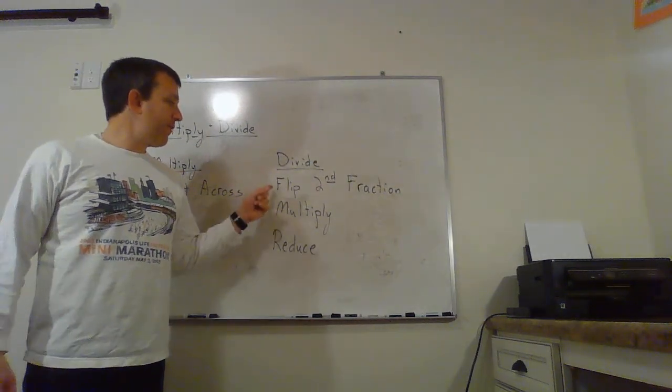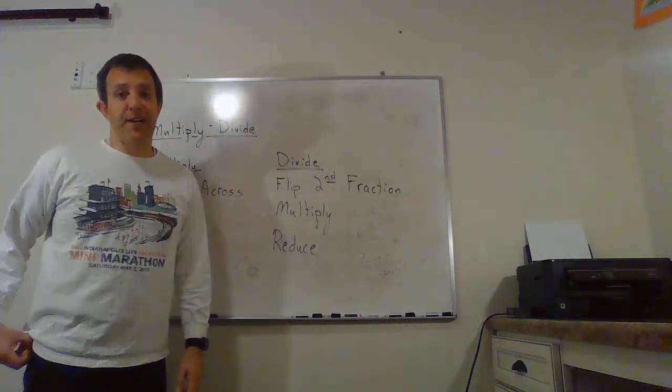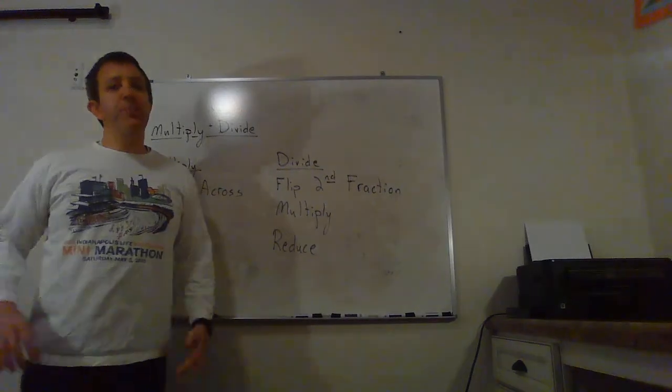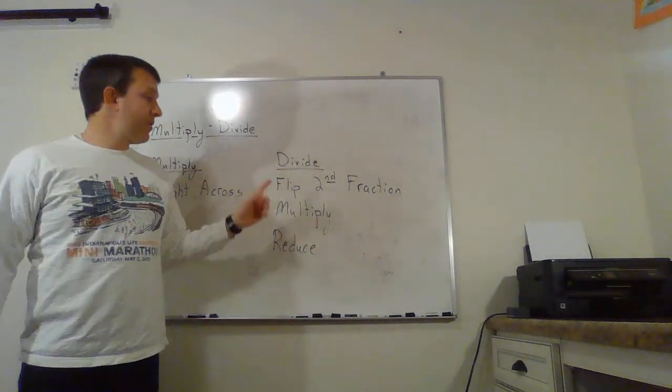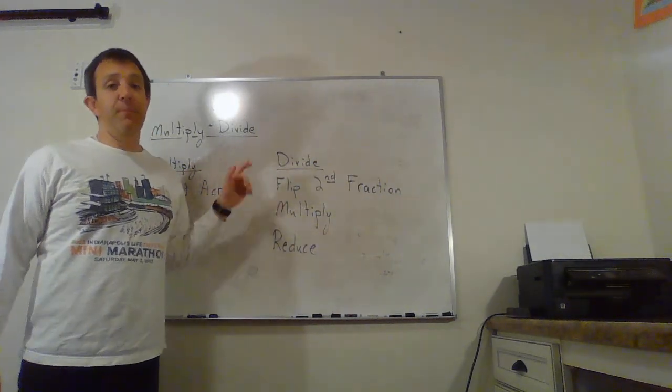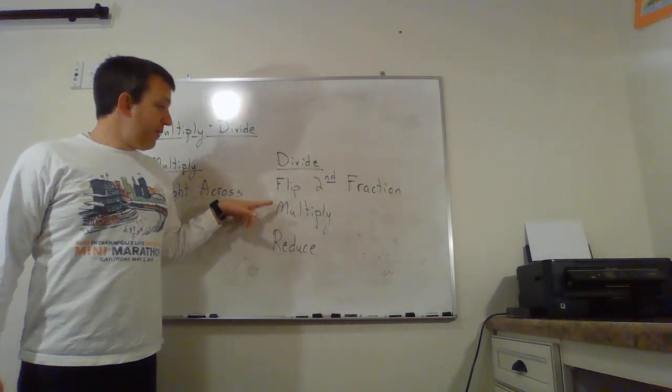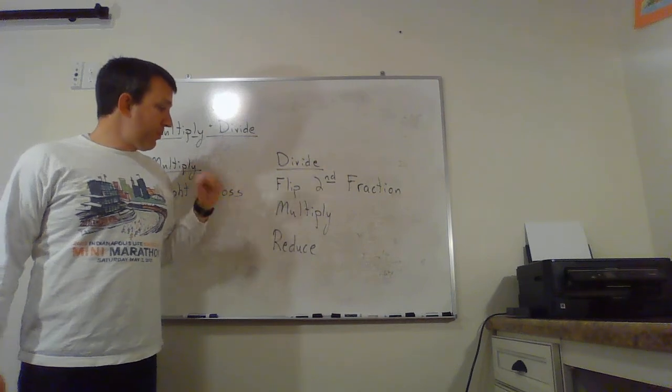Division. First, we're going to flip our second fraction. Division's a little bit weird, but it works out really nice. Then we would just do a regular multiplication problem. So instead of dividing, we're going to end up multiplying. But you have to flip the second fraction first, then multiply, and again, you're going to reduce.